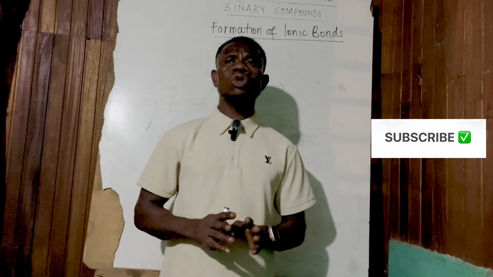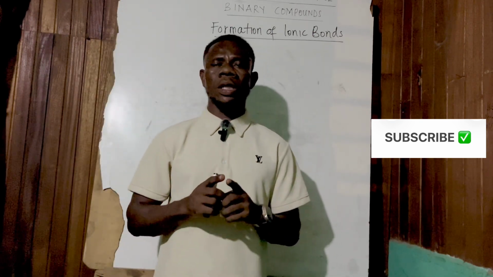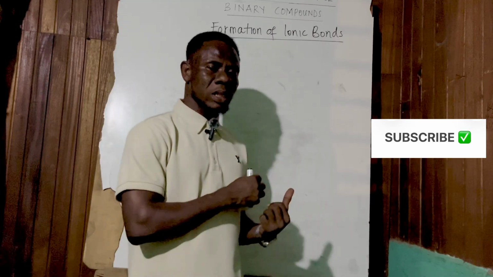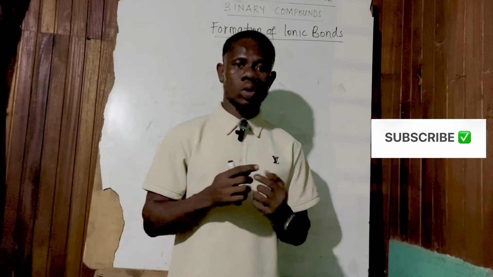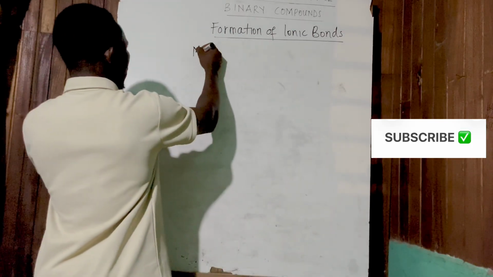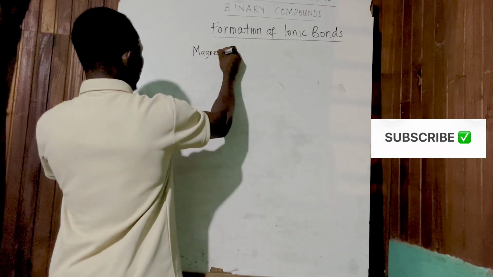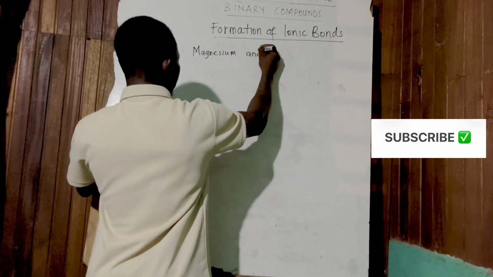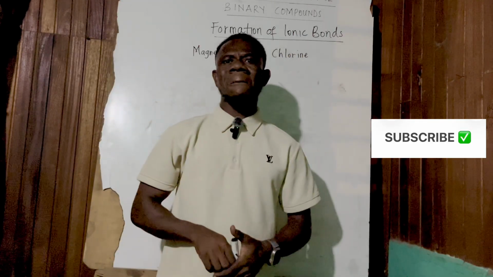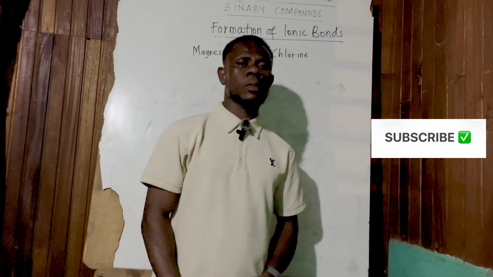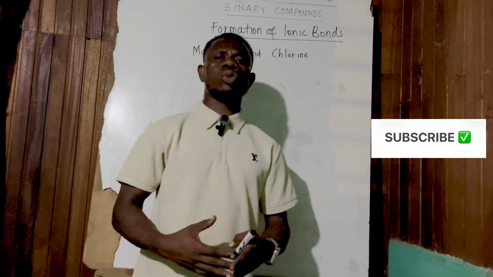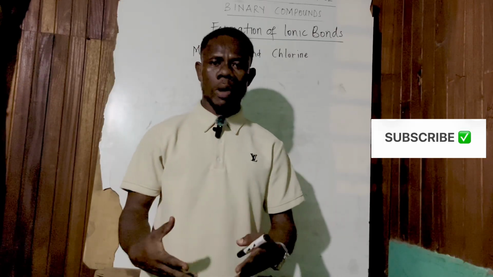Okay, so let's do the last example on ionic bonds. This is quite different from the ones I've been giving you, so take note of this. Now we have magnesium and chlorine. When magnesium and chlorine bond, we are going to get what we call magnesium chloride.